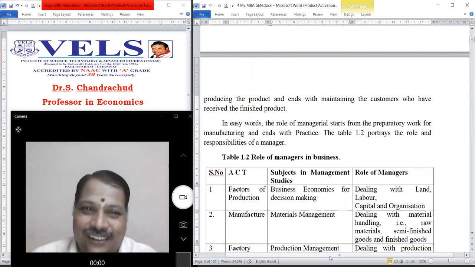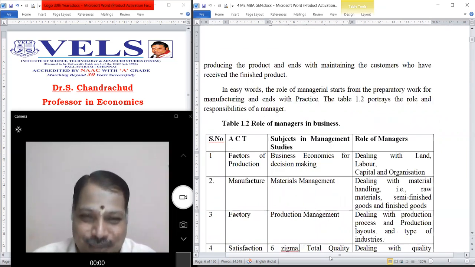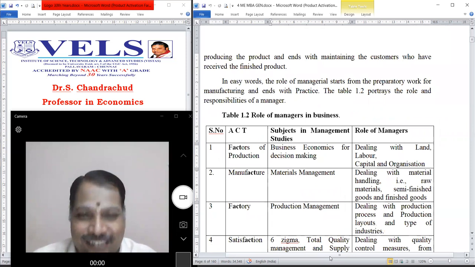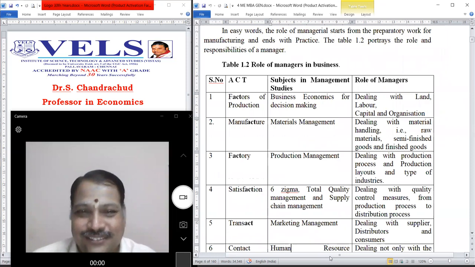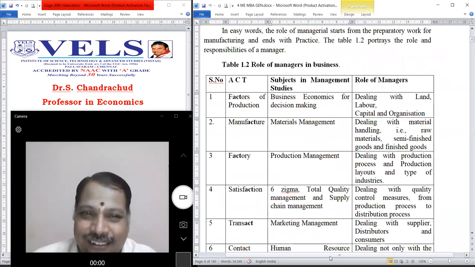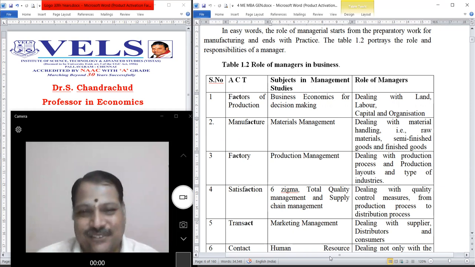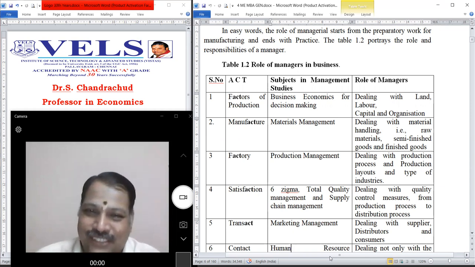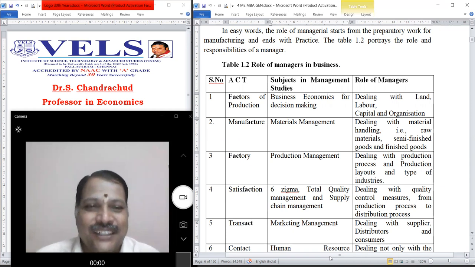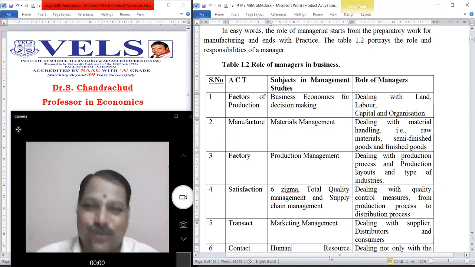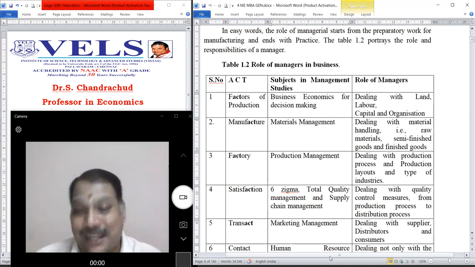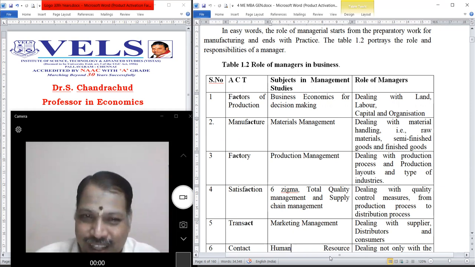So I'm summarizing here in this particular table the role of the manager in a business. First one, factors of production. In commerce or management, this particular topic deals with land, labor, capital, and organization. If you take the word manufacturing, it is materials management, dealing with material handling, that is raw material, semi-finished goods, and unfinished goods. This particular subject is called material management. It is available in MBA.